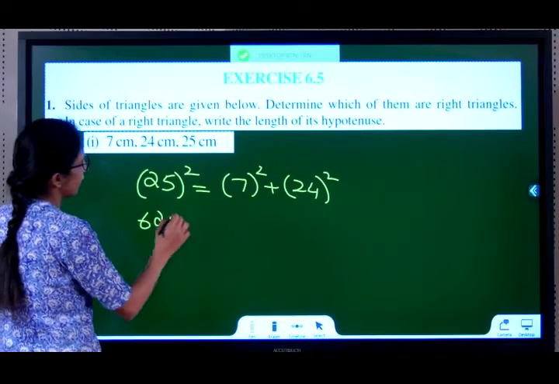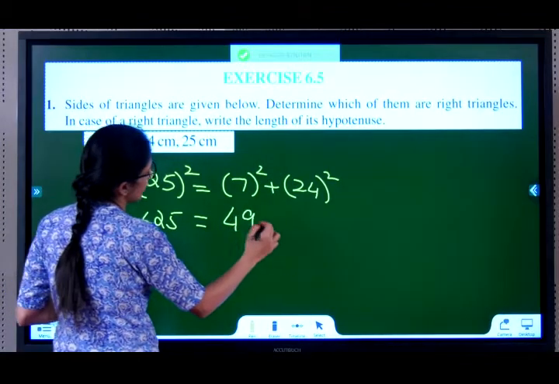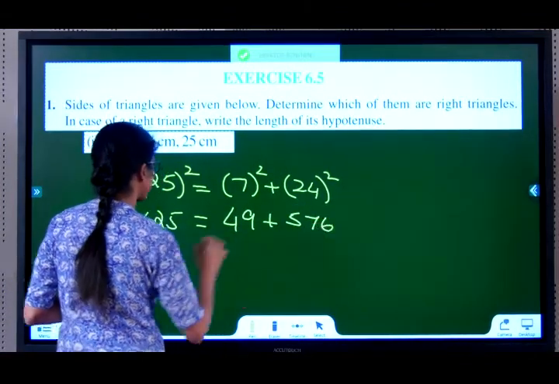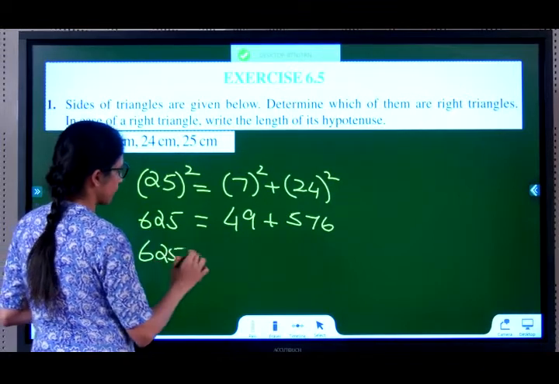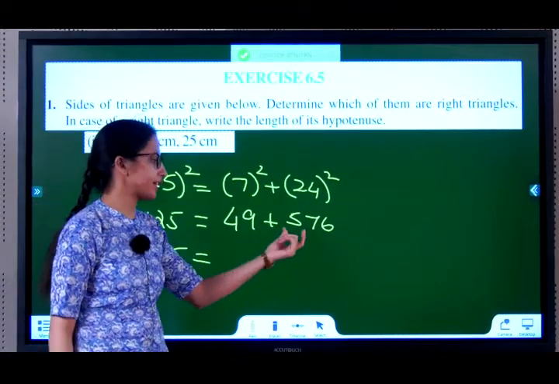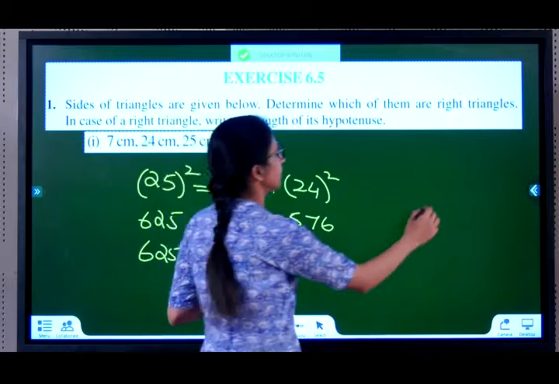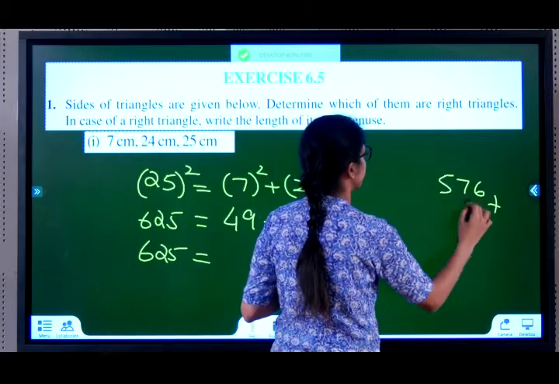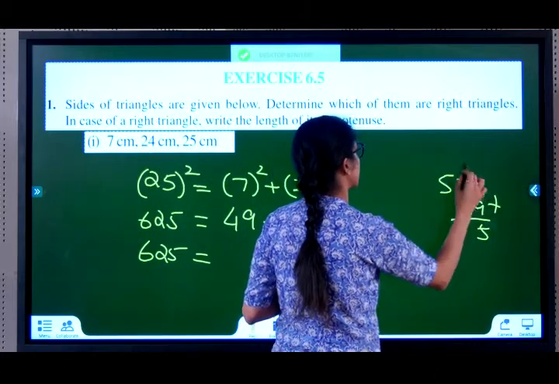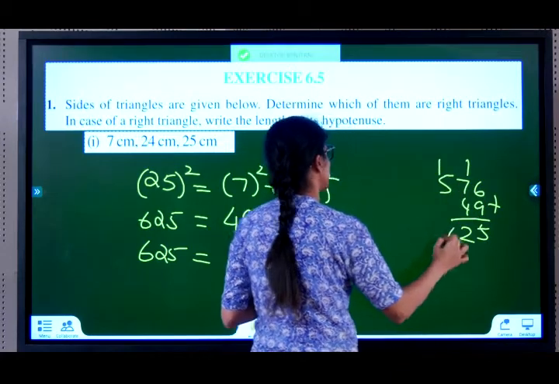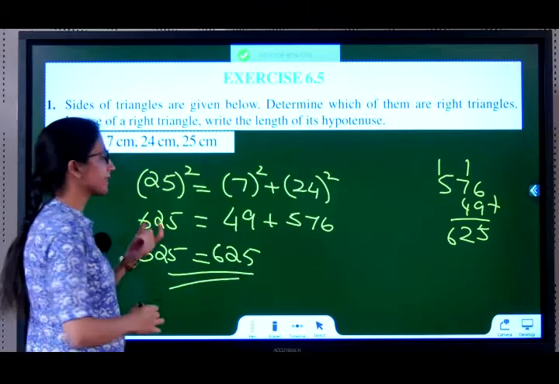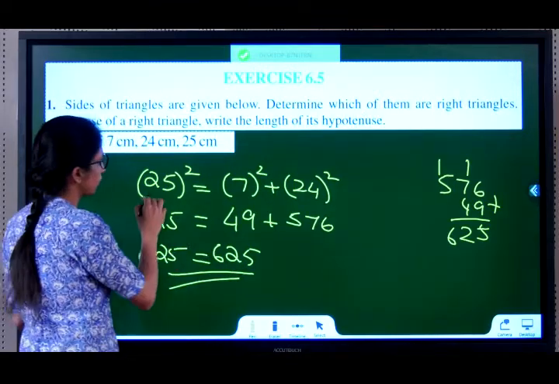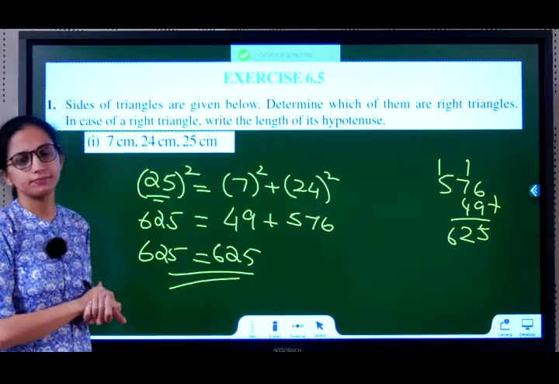This is 625, this is 49, this is 576. 625 is equal to 49 plus 576, which is 625. 625 is equal to 625. Yes, it's a right angle triangle and the hypotenuse is 25 centimeters.